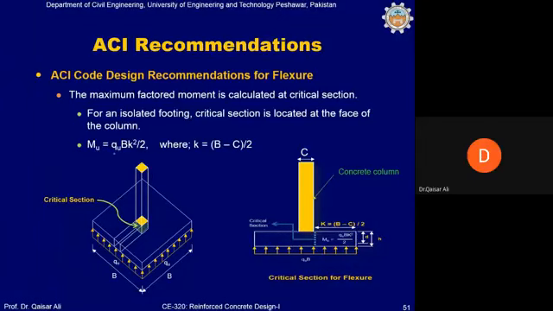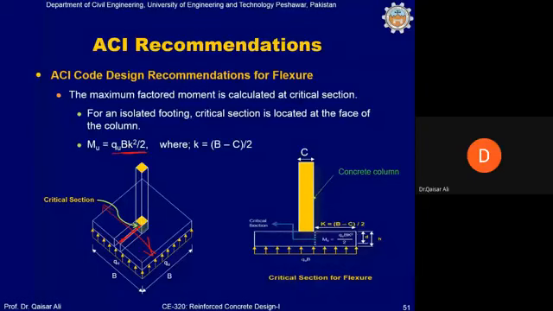If you remember, in the case of wall footing, the equation was Mu equal to qu b k square divided by 2, and b was taken as 1. But in this case, b is not taken as 1 because b will be the other dimension. If we are calculating the bending moment along this direction, b will be the dimension which will be multiplied with this qu in order to calculate the bearing pressure per unit length.